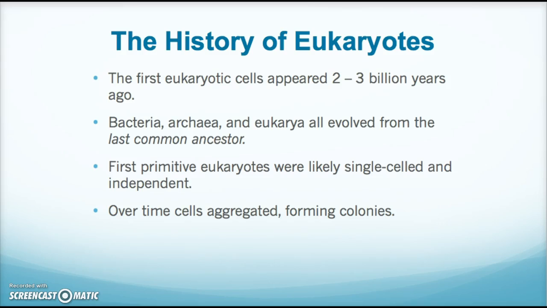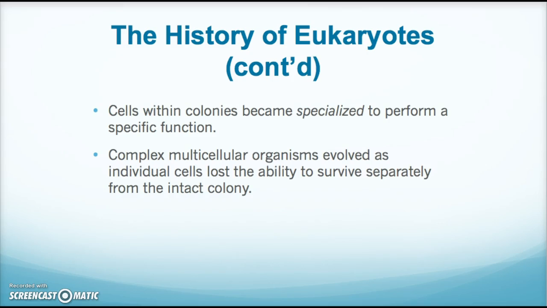And then over time, somehow these cells began to group together and form colonies. As they grouped together and formed these colonies, some of the cells became specialized. Perhaps some of the cells specialized in breaking down nutrients. Others became specialized in protein synthesis. What ended up happening was that complex multicellular organisms evolved when these individual cells lost the ability to be independent and needed to be part of this intact colony. And it was those combined roles or functions that allowed this multicellular organism to survive.